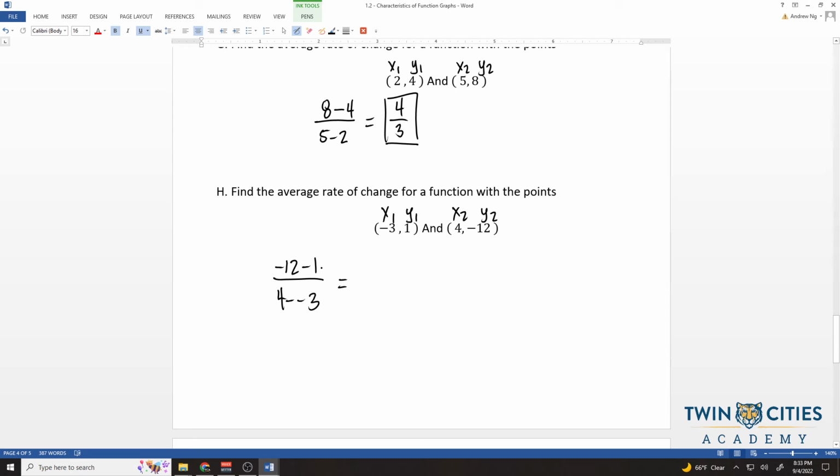Negative 12 minus 1, that's negative 13, over 4 minus negative 3. Careful here. Subtracting a negative, this is going to be positive 7. So your average rate of change between these 2 points for whatever function this is going to be negative 13/7.